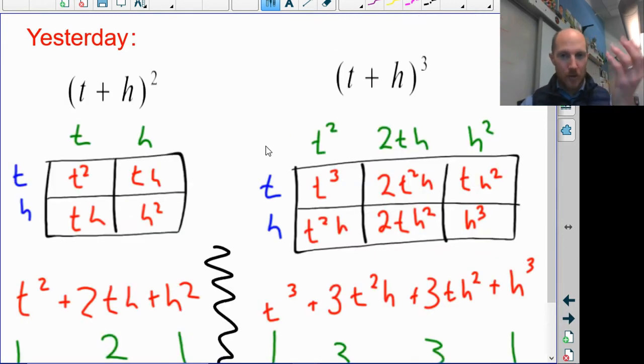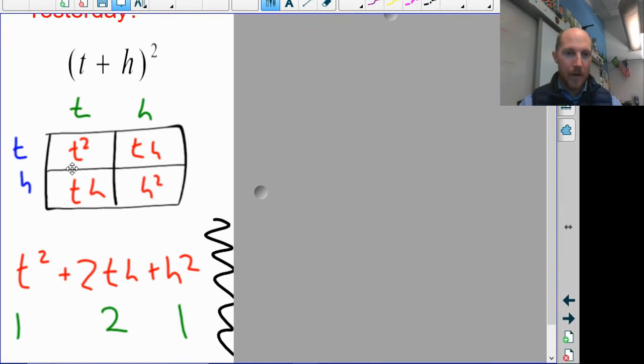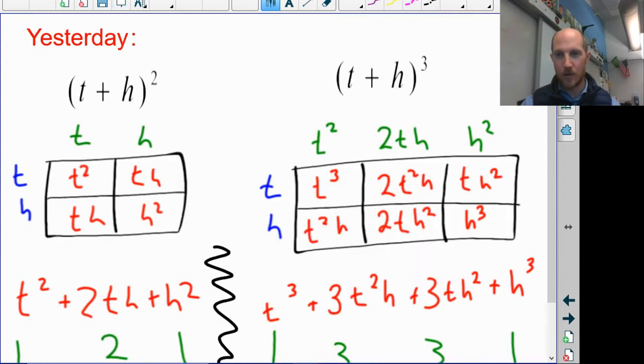Also yesterday, we did this binomial expansion. We multiplied t plus h to the power of 2. Let's focus our gaze. And when we multiplied that out, we got t squared plus 2th plus h squared. I asked you yesterday to identify the coefficients, 1, 2, and 1. Then I asked for some more multiplication.